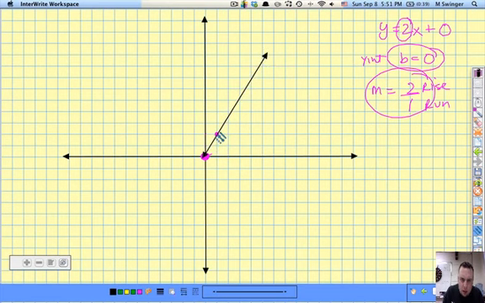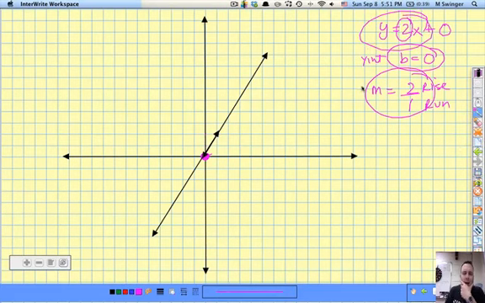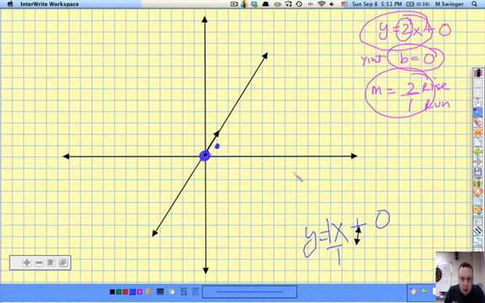Okay, so that's my line, y equals 2x. Now, how does this compare with the parent? Well, what is the parent? Y equals x. Y equals x is your parent, so that means the slope is 1, the y-intercept is 0. So we plot the 0, and up 1 over 1, right? 1 over 1. So here we go. The parent is looking like this.